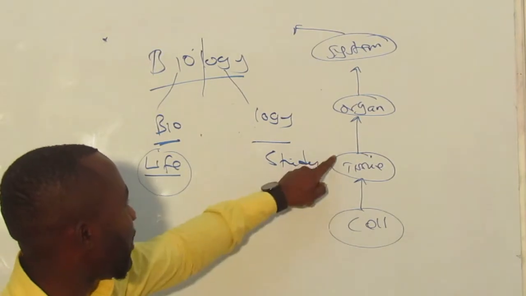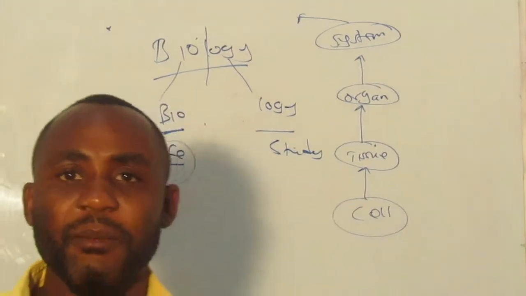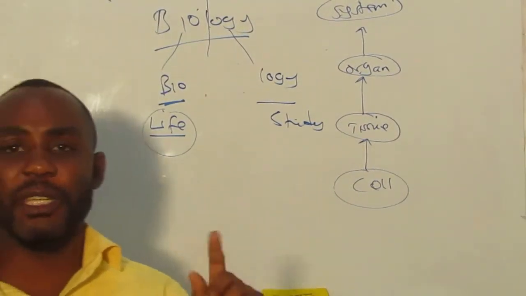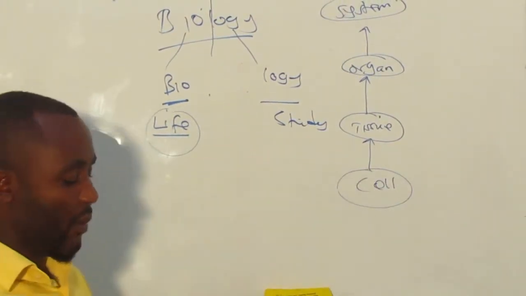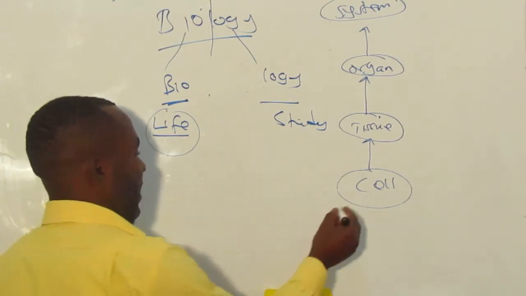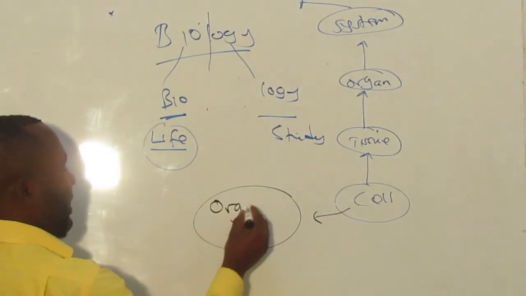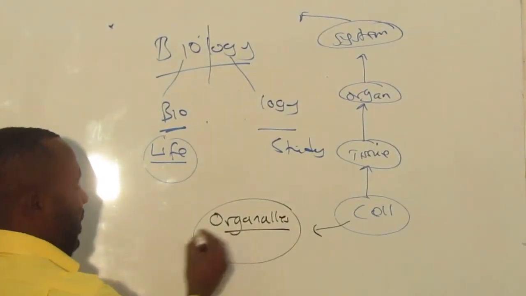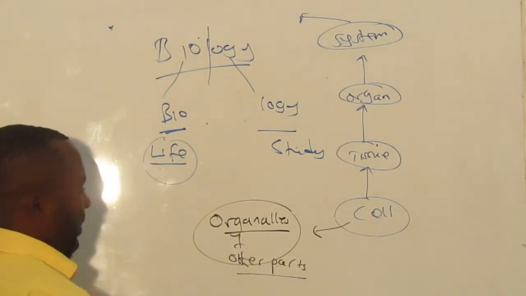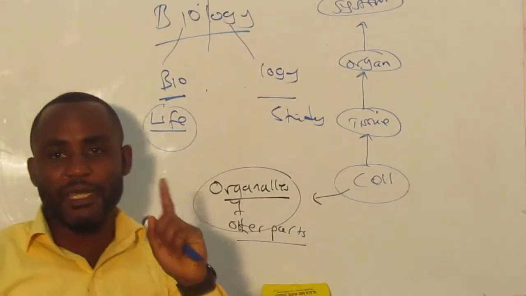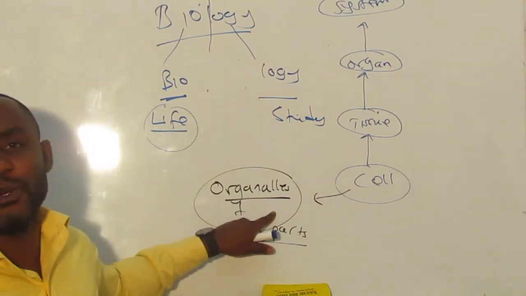Now, cell, tissue, organ system is what we have known some time back. But today, I want you to appreciate the fact that there is something we can learn about the cell and before the cell. We try to go back a little bit, and then we shall realize that this cell that we are talking about contains organelles inside, plus other parts. Then in biology, we shall appreciate the fact that organelles and other parts make the cell function.